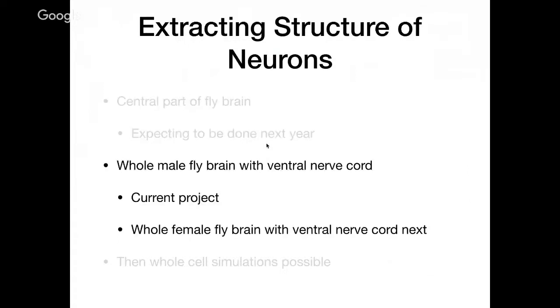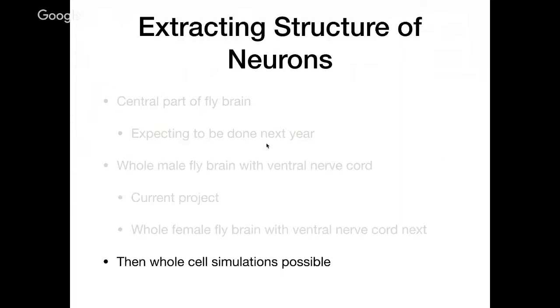In essence, the whole male fly brain with the ventral nerve cord is a current project that they're slowly moving towards. When they finish that, they would then work on the whole female fly brain with the ventral nerve cord. After that, it becomes possible to have whole-scale, large-scale simulations of everything going on in these fly brains, which is quite exciting to think about in the near future.